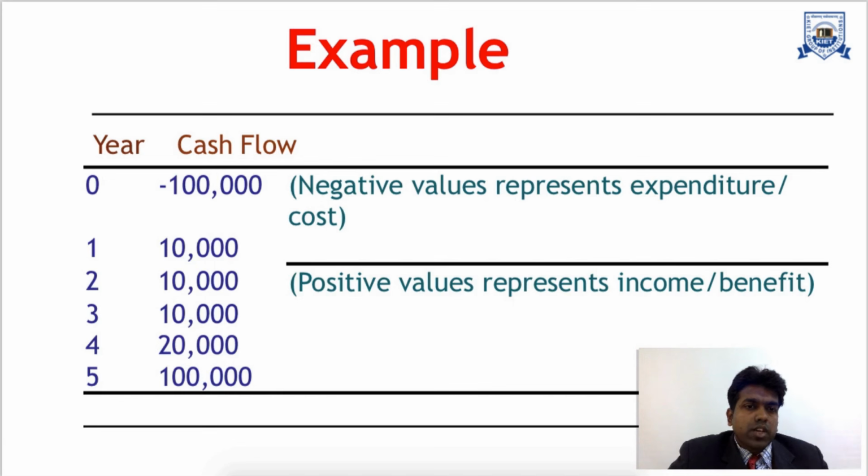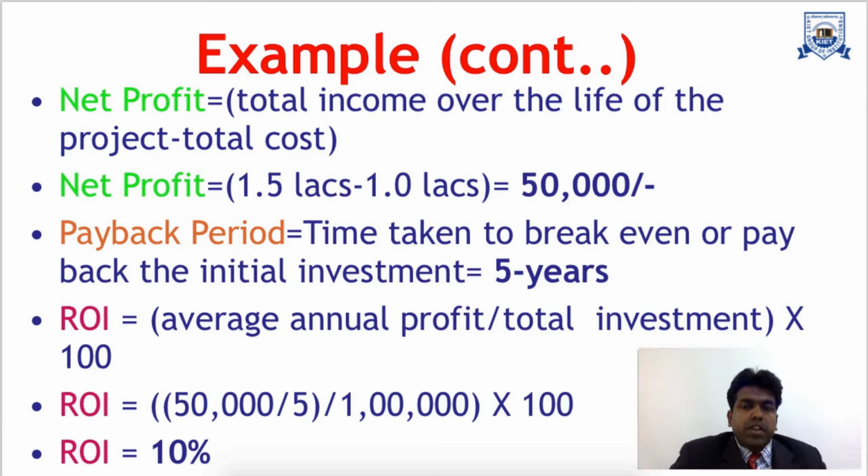So till fourth year, the benefit was not enough, only 50,000, and the cost involved was 1 lakh. That 50,000 is still there, and in fifth year we are getting 1 lakh. So basically in fifth year the income or benefit was coming. So this payback period will be 5 years. Okay, and next one is ROI.